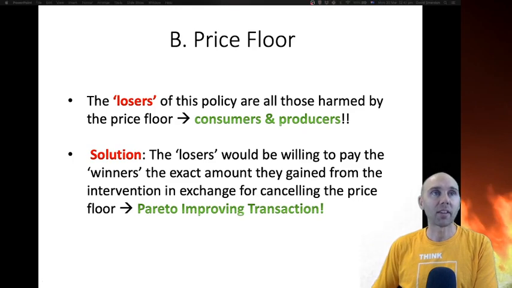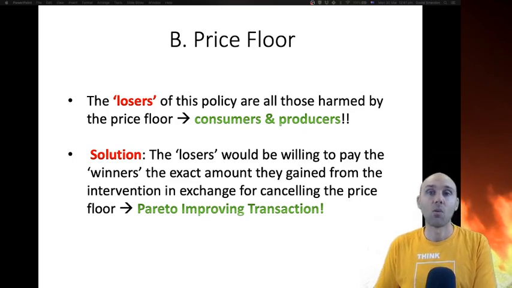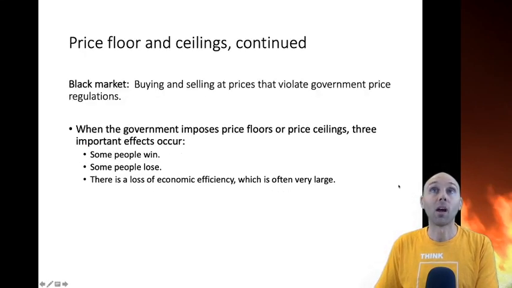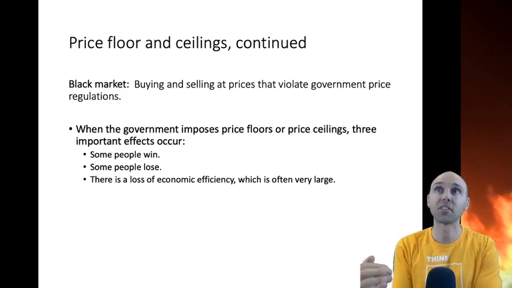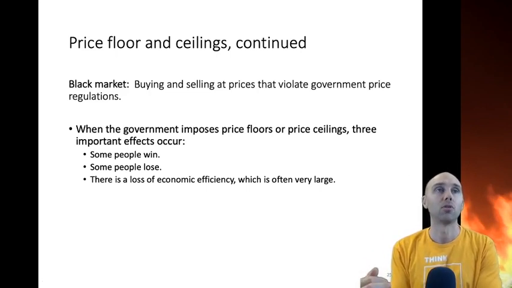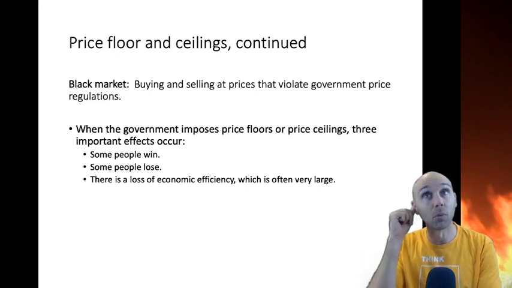But this actually happens when price floors or price ceilings are imposed. The losers do actually go to the winners and offer to pay them more in exchange for not having to abide by the government rules. And how do they do this? Well, that is exactly what we call a black market. So putting in place price ceilings and price floors actually encourages people to trade with each other in such a way as to avoid these restrictions, at prices that violate what the government has been trying to put in place. And that's exactly what a black market is.